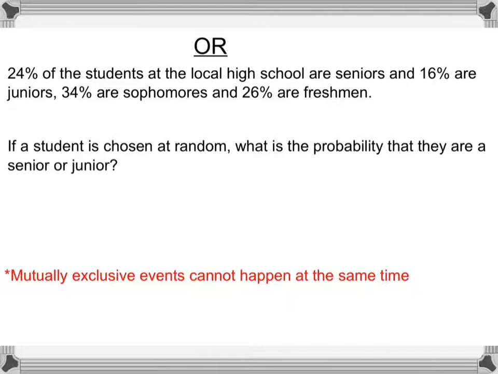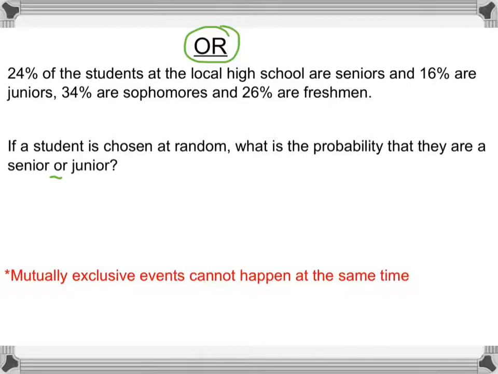Let's say that 24% of the students at a local high school are seniors, and 16% are juniors, 34% are sophomores, and 64% are freshmen. And if I ask you a question, if a student is chosen at random, so let's just say that they're all in the auditorium together, and you choose a student at random, what is the probability that they are a senior or a junior? Okay, so this is the or question.